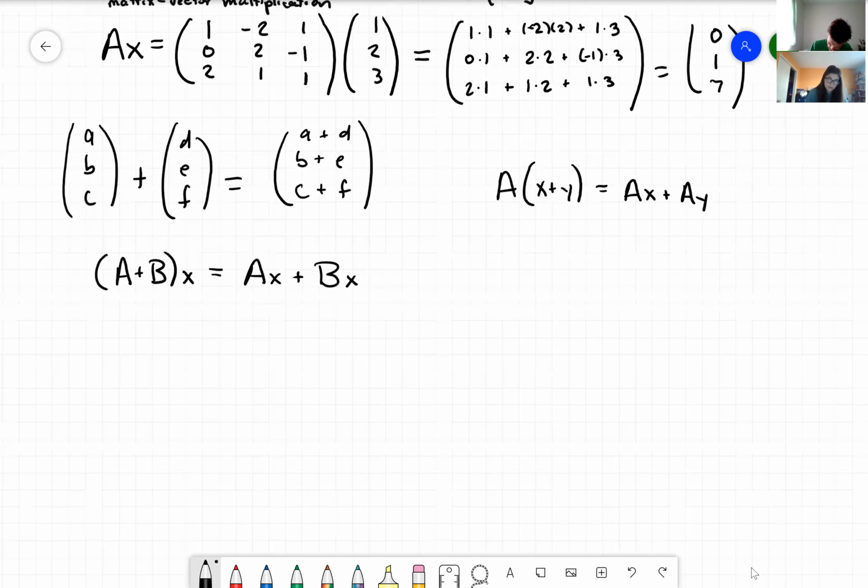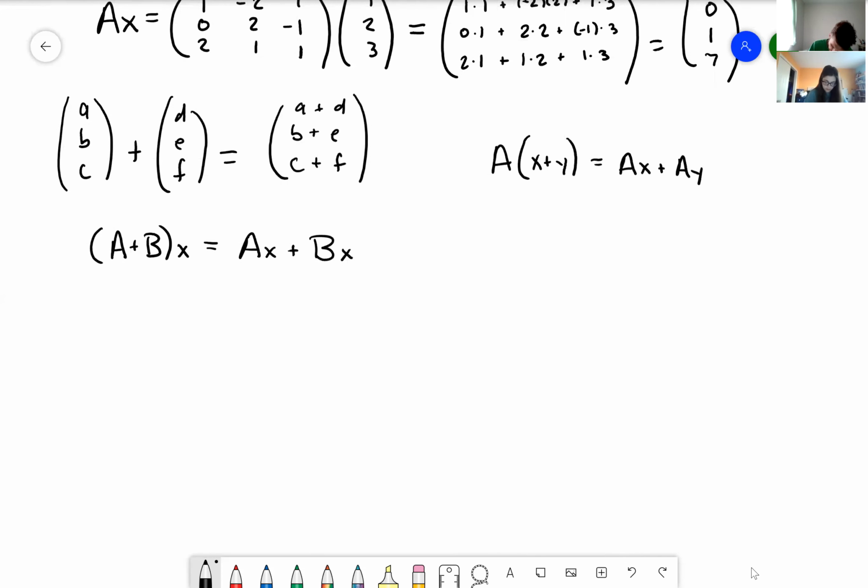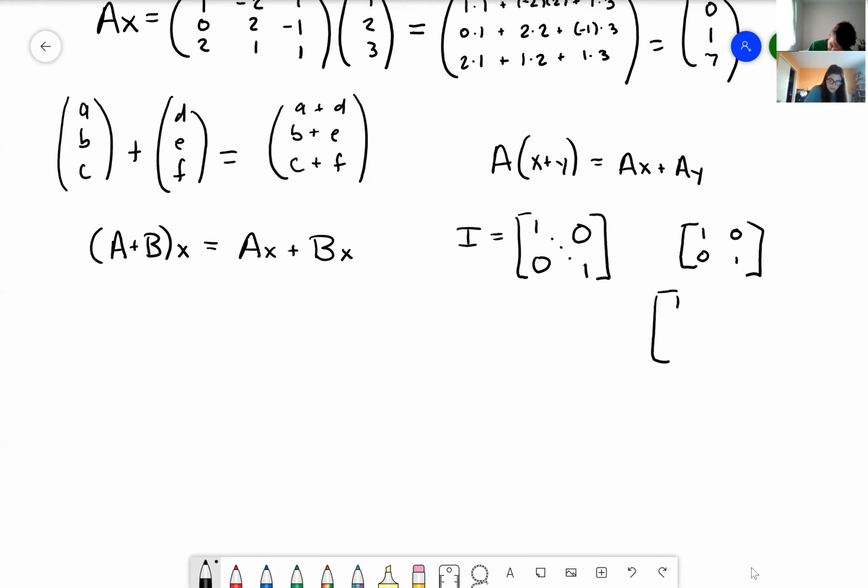We've talked before about the identity matrix. This is a special matrix that has 1s along the diagonal and 0s everywhere else. So the 2 by 2 example of this was 1, 0, 0, 1. The 3 by 3 would be 1, 0, 0, 0, 1, 0, 0, 0, 1, and so forth.